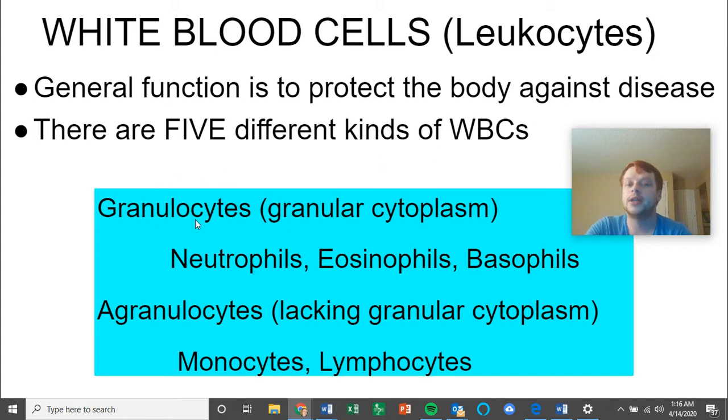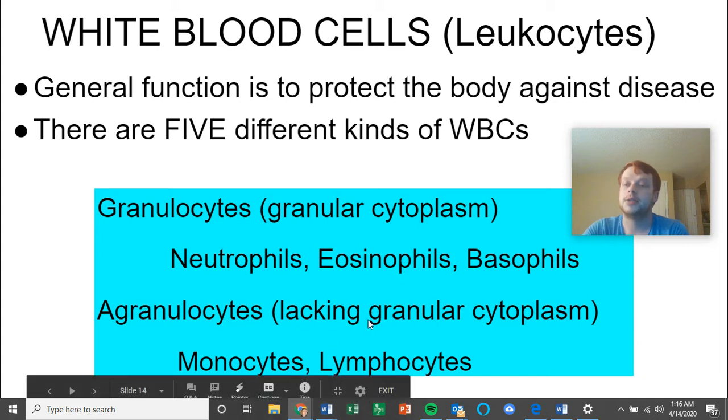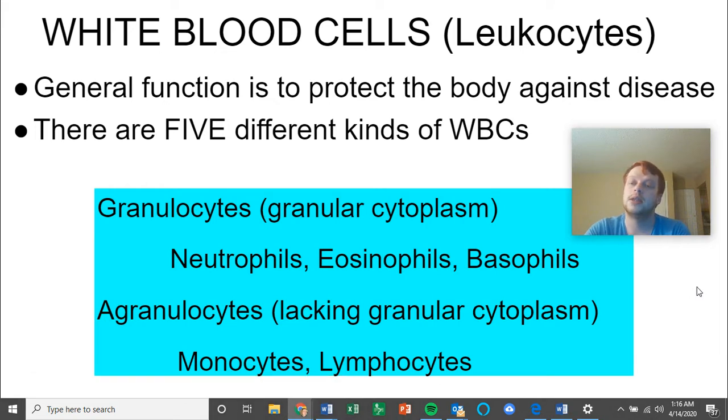So you have the granulocytes. These are the ones that have a cytoplasm that's kind of grainy, and those include neutrophils, eosinophils, and basophils. Then you have your agranulocytes, which don't have that granular cytoplasm, and those would be monocytes and lymphocytes. We're going to talk about each in detail, so make sure you're following along in that table in your notes.